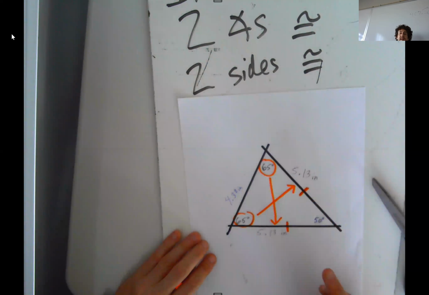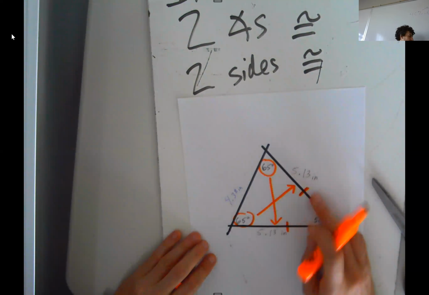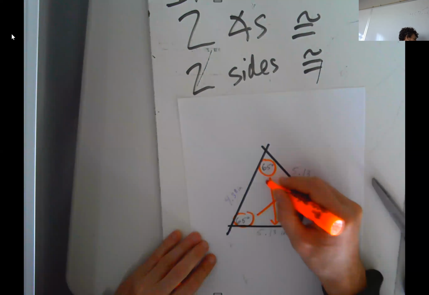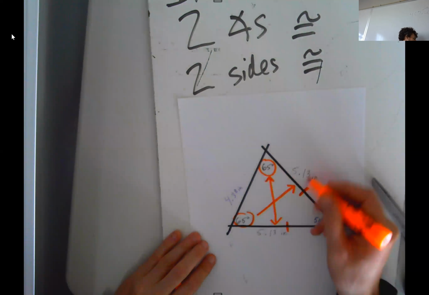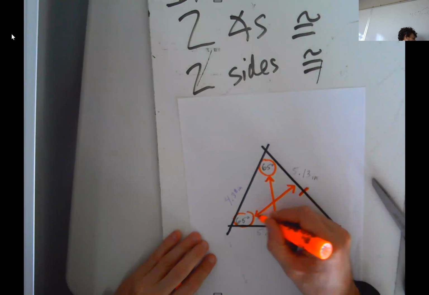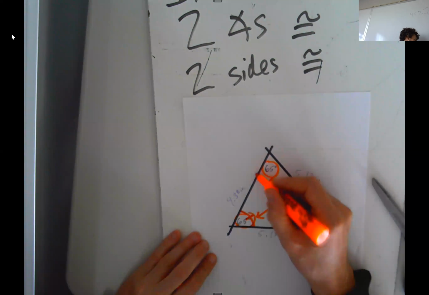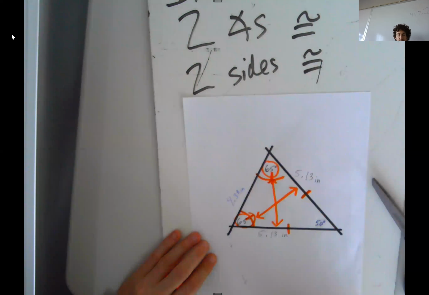On the other hand, if they tell you that the two sides are congruent, you can go from the side across to the angle, from the side across to the angle, and mark that those angles are congruent.